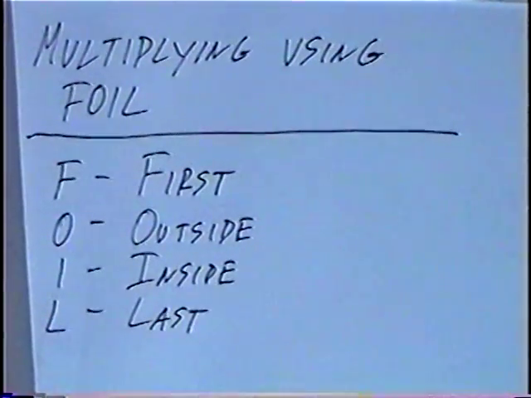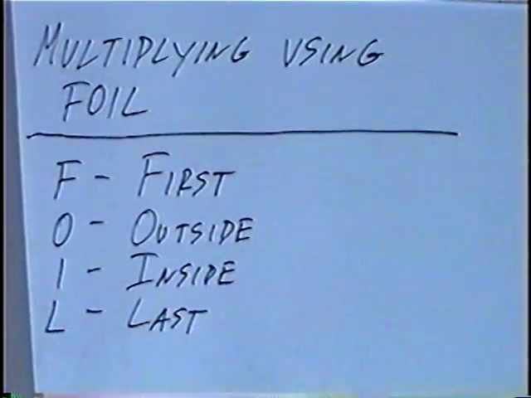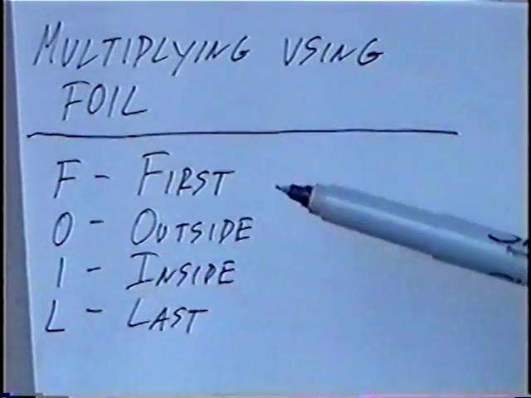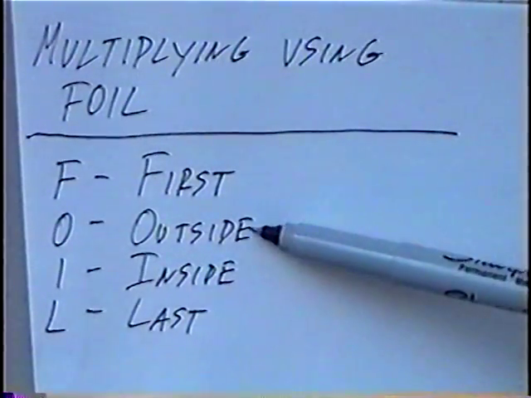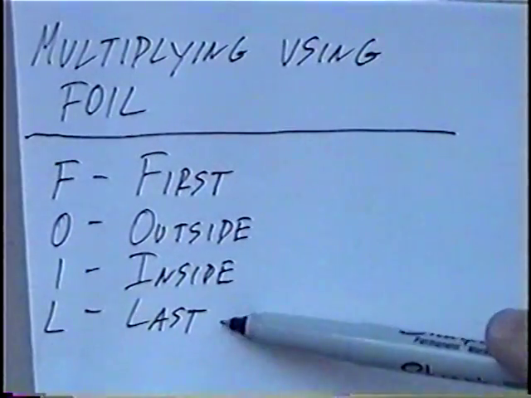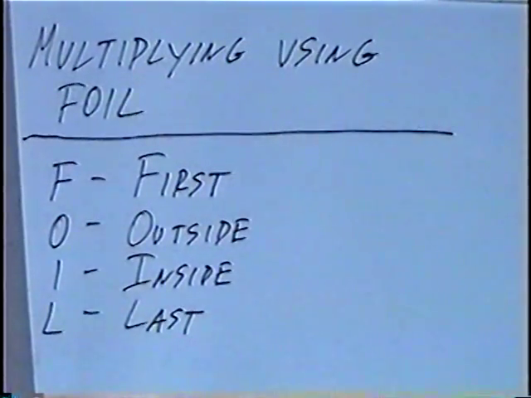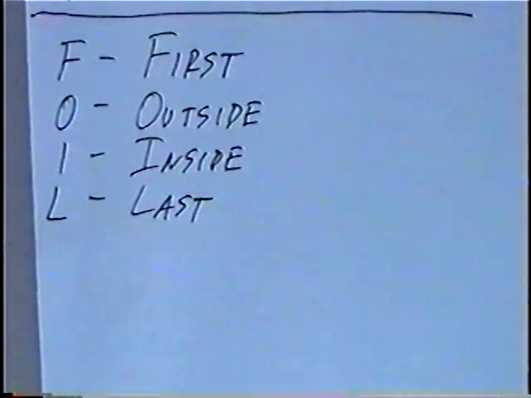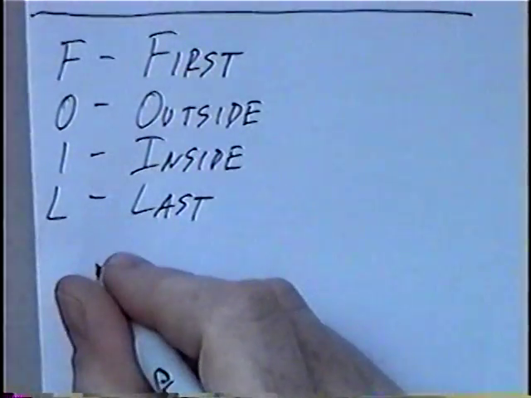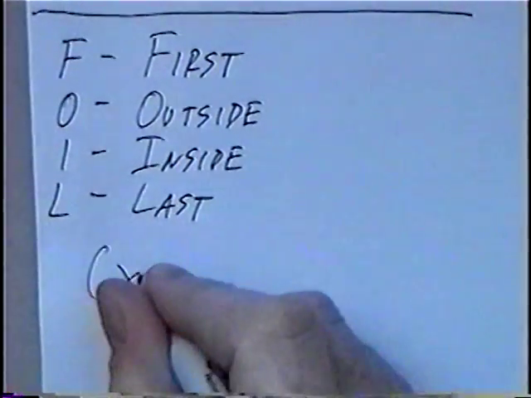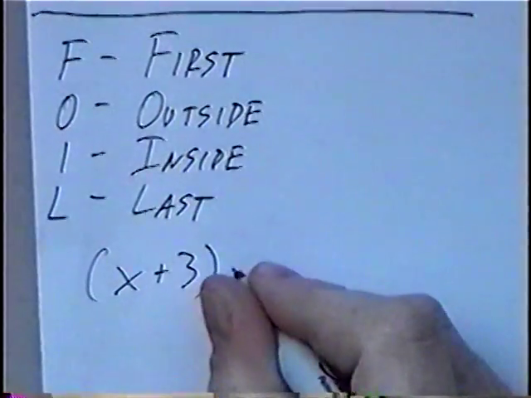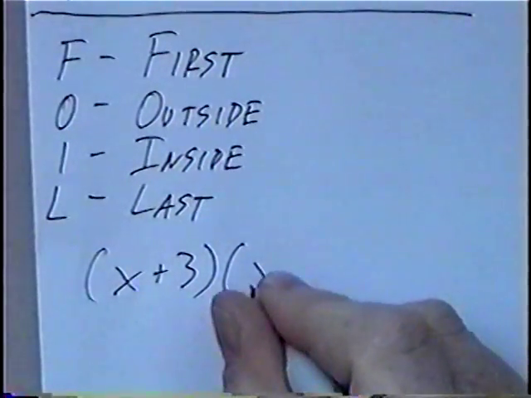When multiplying binomials, which we'll do in just a minute, we'll use the acronym FOIL. We'll multiply the first terms, then the outside terms, then the inside terms, and then the last terms. First question we'll look at, in parentheses, x plus 3, and a second set of parentheses, x plus 2.